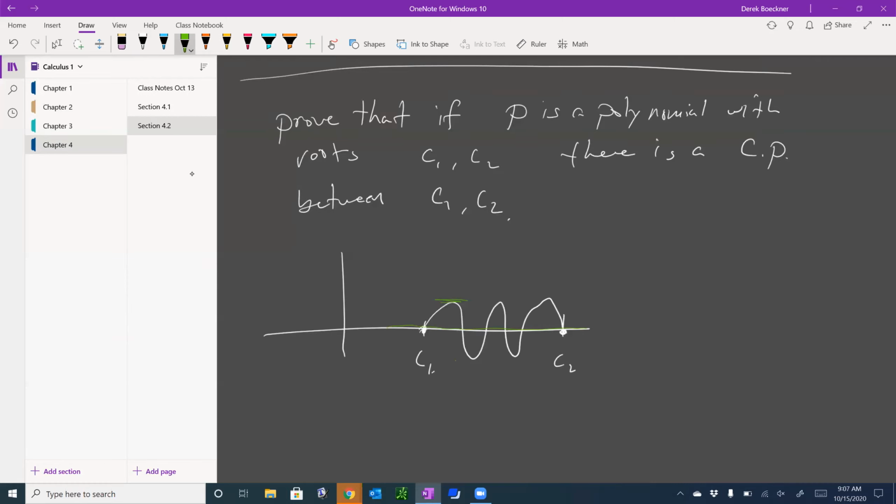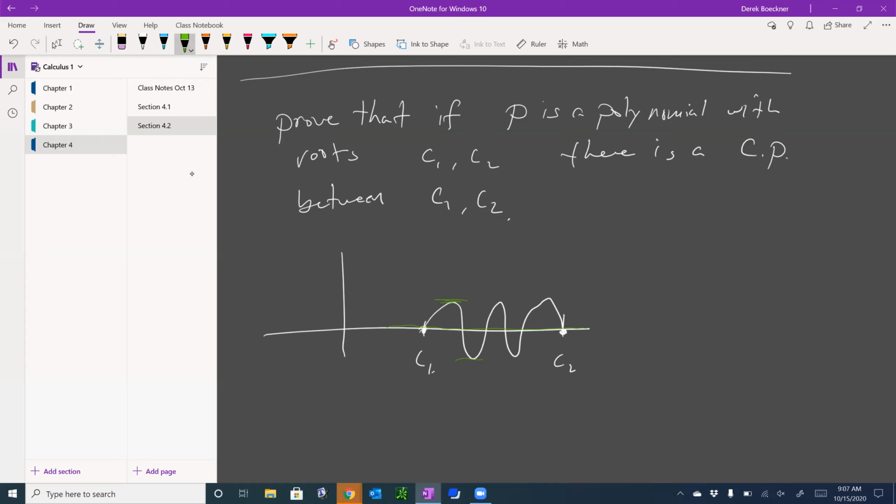It might have a lot of derivatives of 0, but at least one place it will have a derivative of 0 between any 2 roots. So that's basically just sort of a turning point theorem. Like you have to turn around between roots, basically.